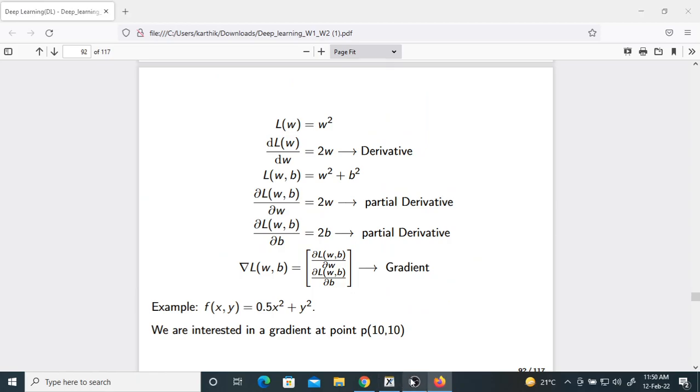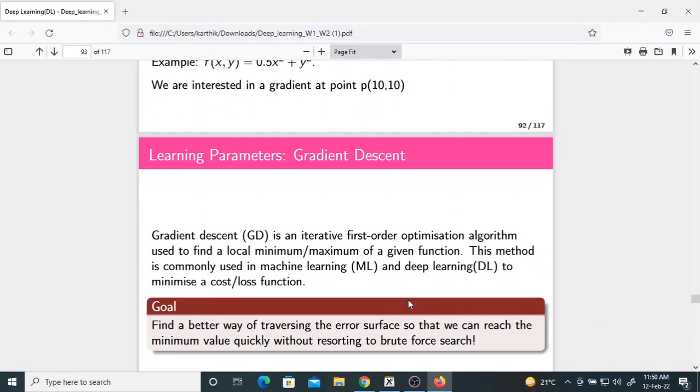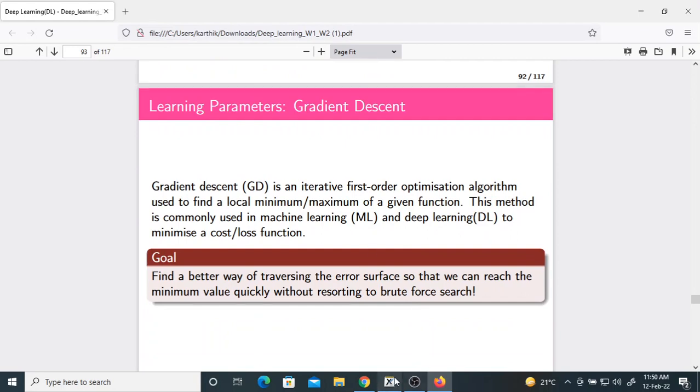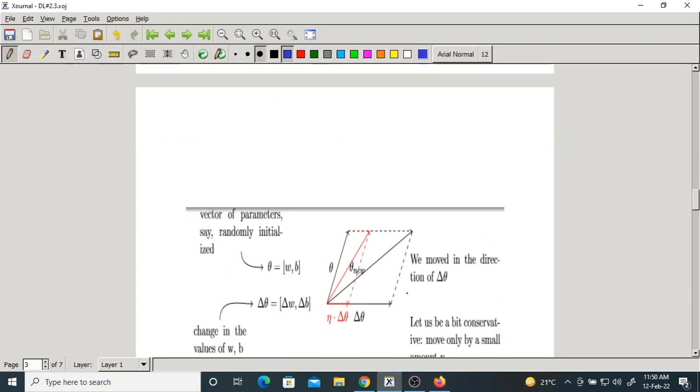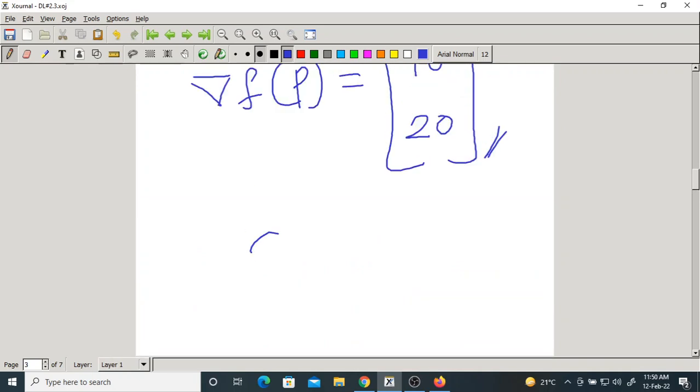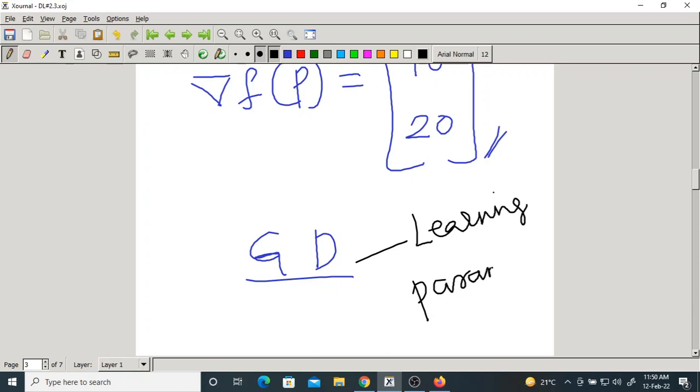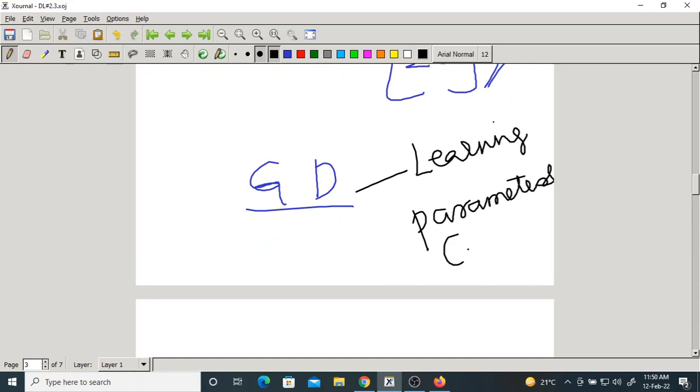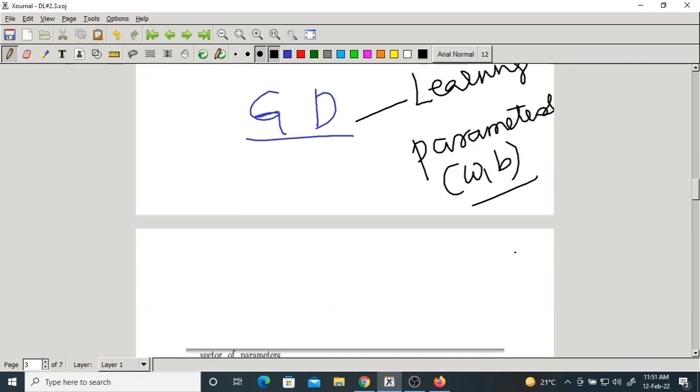Now that is about a gradient. Now we will discuss an algorithm that is called the gradient descent algorithm. What is that? Gradient descent algorithm. In short form we call it GD. Okay. So we use this to learn the parameters. What parameters in our sigmoid neuron? W comma b. What is b? b is the bias. What is w? It is the weight of the input.